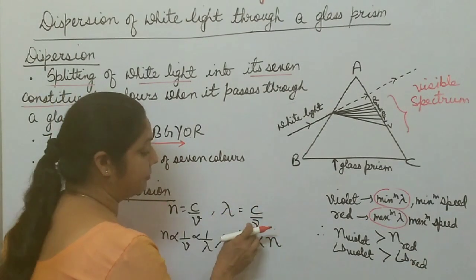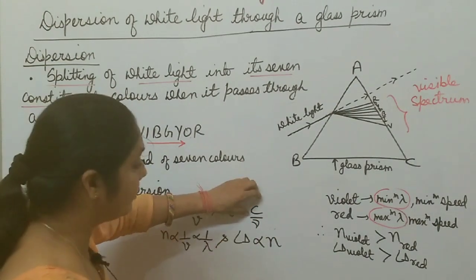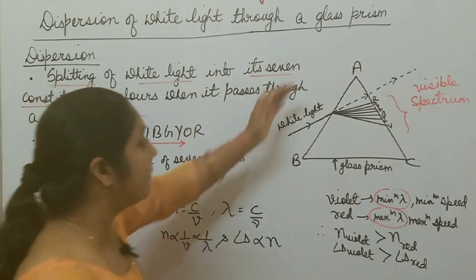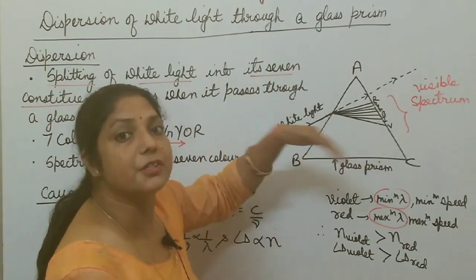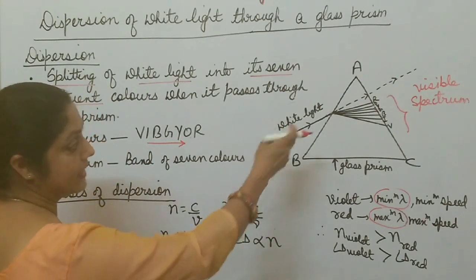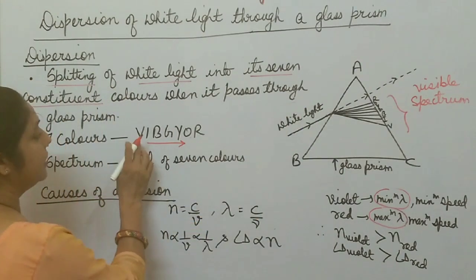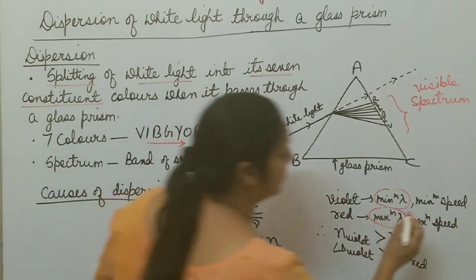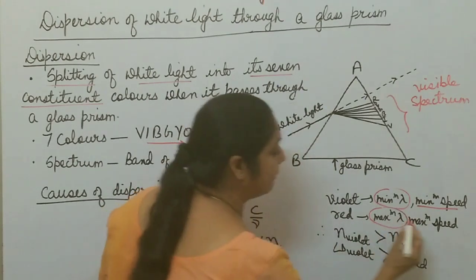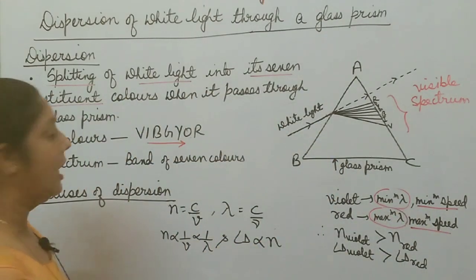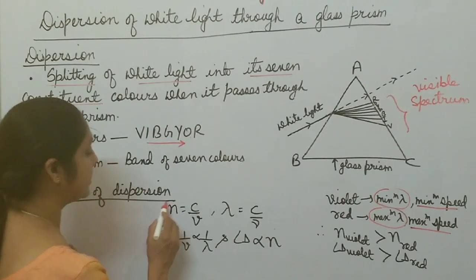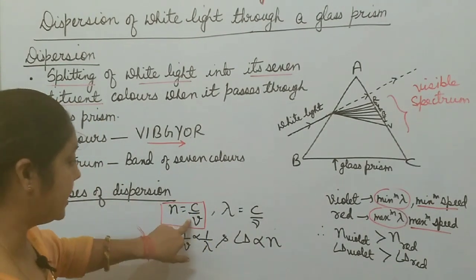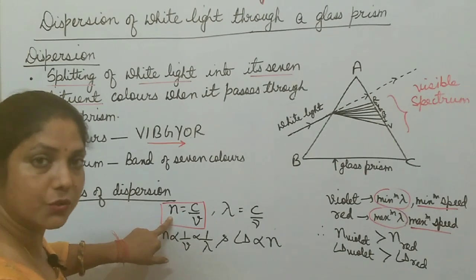Wavelength changes, frequency also changes, because speed of light is always constant in air. But when a light ray enters a different medium, its speed also changes as the wavelength of light changes. So wavelength is minimum for violet color, so speed is also minimum for violet color. Violet color has minimum speed and red color has maximum speed. And you know, refractive index is what? C by V. If velocity changes, then refractive index of light also changes.